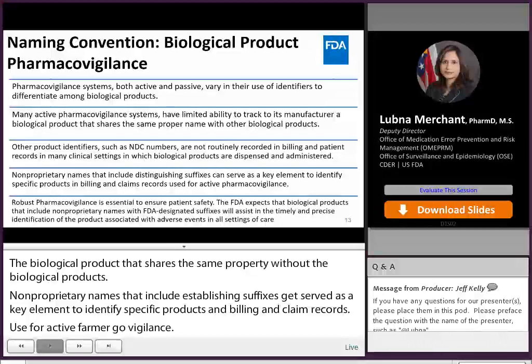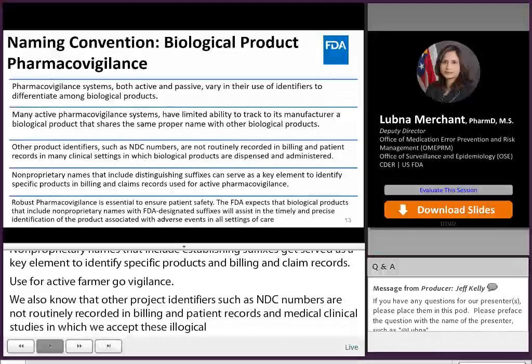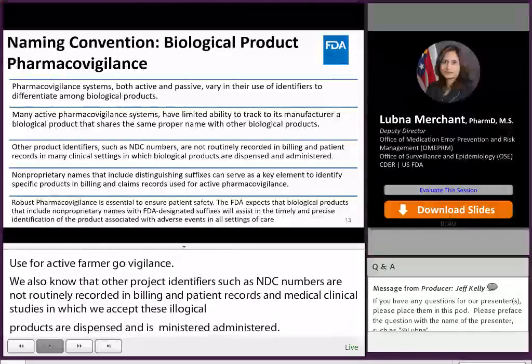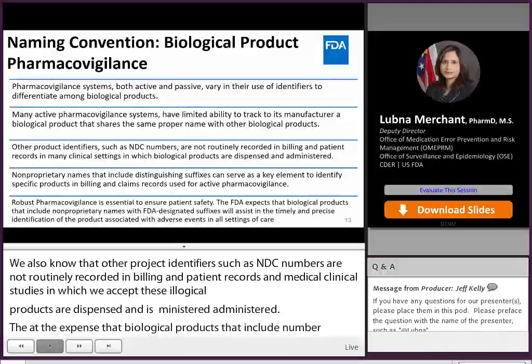The FDA expects that biological products that include a non-proprietary name with FDA-designated suffixes will assist in timely and precise identification of the product associated with adverse events in all settings of care.